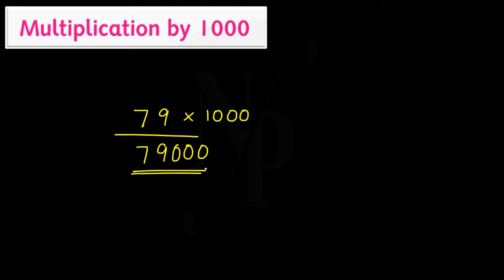Multiplication by 10, 100 and 1000 are very simple when there are zeros in the number to be multiplied or being multiplied.